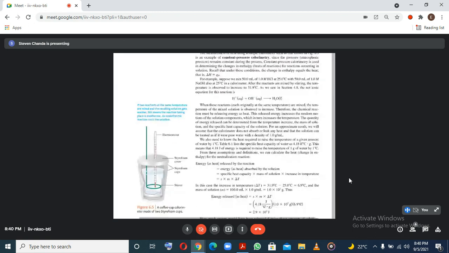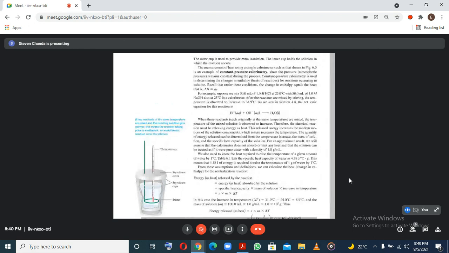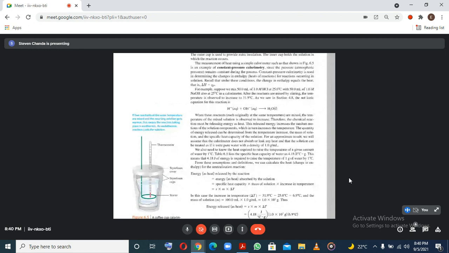You've seen that there are two layers: the styrofoam cups, and also the outer cap used to provide extra insulation. The inner cup holds the solution. So those styrofoam cups, right, there are two. The inner one holds the solution in which the reaction occurs. The outer one provides extra insulation because you can never be too sure, right?